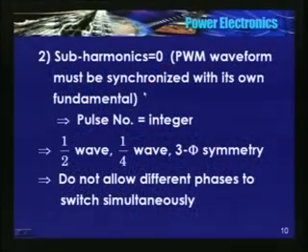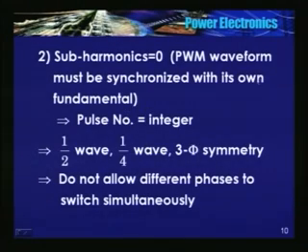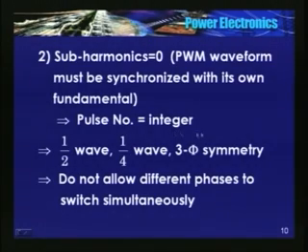They will be 0 only when the PWM waveform is in synchronism with its own fundamental. See here, the PWM waveform must be synchronized with its own fundamental. In other words, pulse number should be an integer. This I already told you in my last lecture. In addition, there should be a half wave, a quarter wave, and a 3-phase symmetry. These are all desirable.